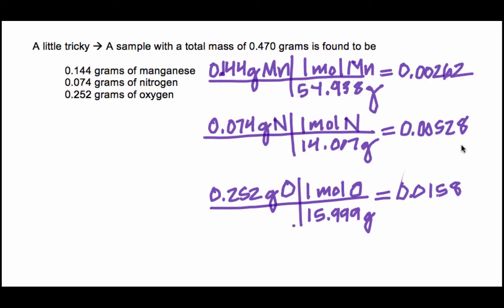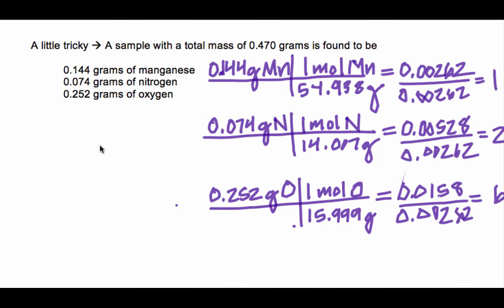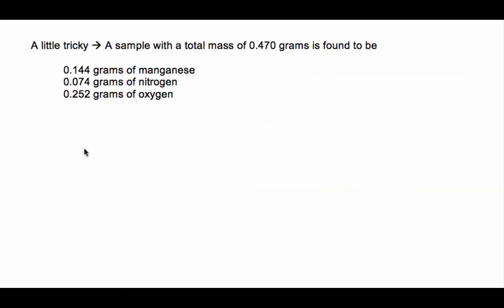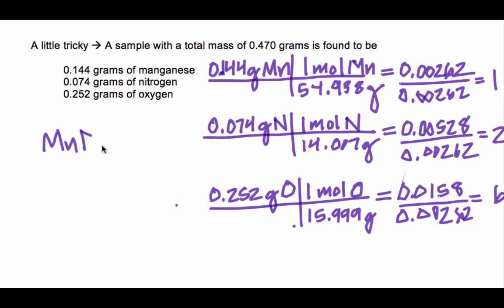Okay, now we have our 3 numbers and we need to divide by least. So the smallest number here is going to be the number for manganese. So divide each of these numbers by the smallest. Okay, so your formula will be Mn N2 O6, or to rearrange this, it's manganese nitrate, and it would be manganese 2 nitrate.